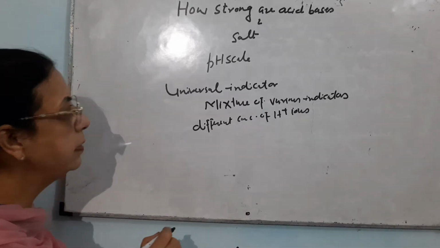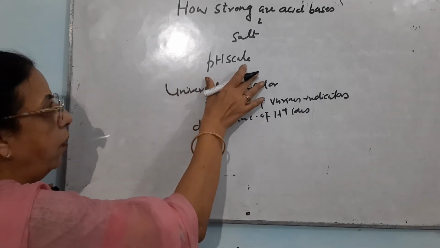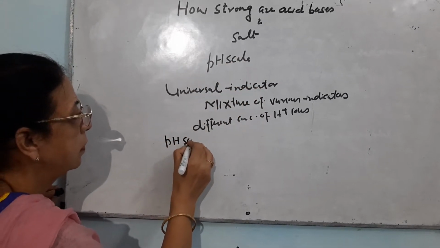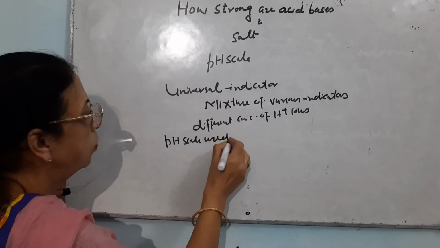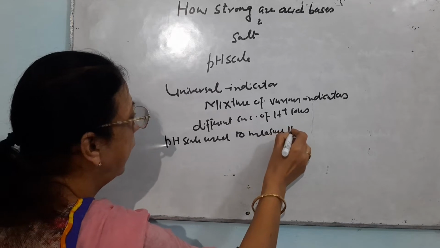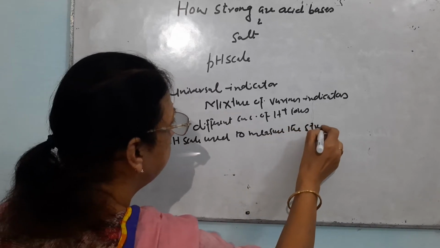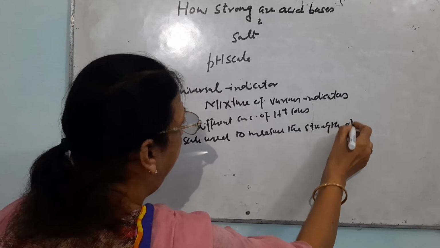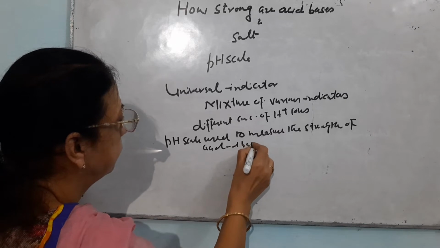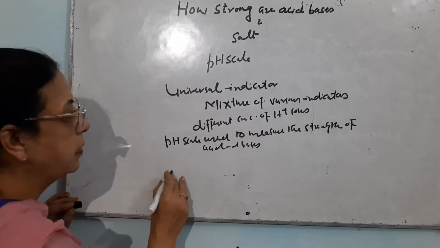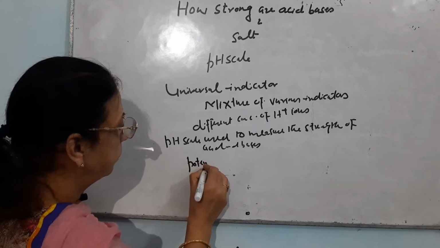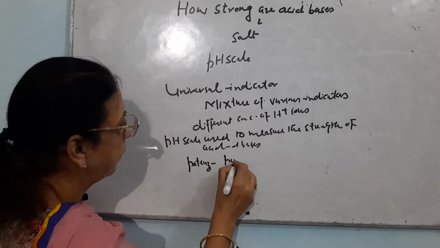There is one scale known as the pH scale that is also used to measure the strength of acids and bases. The pH word has been taken from the German word Potenz, which means power.